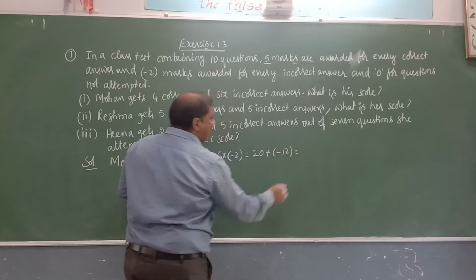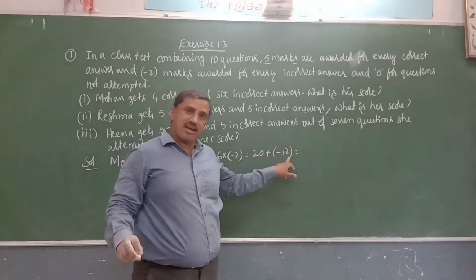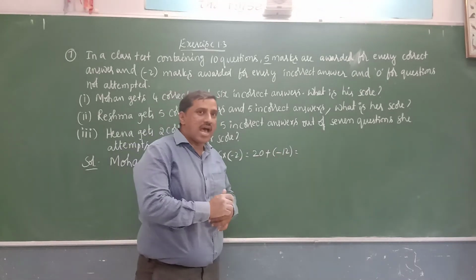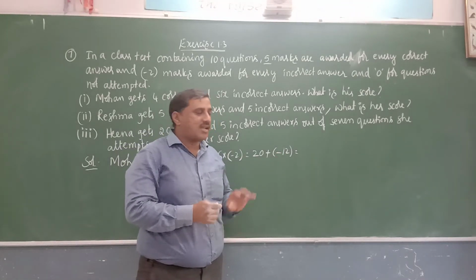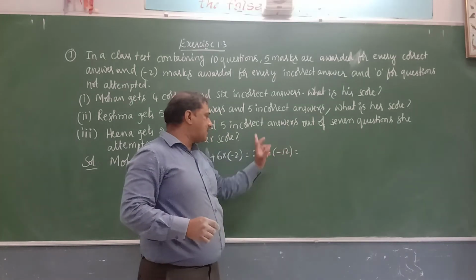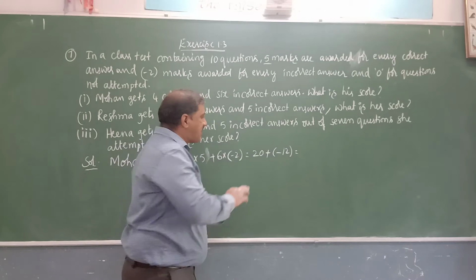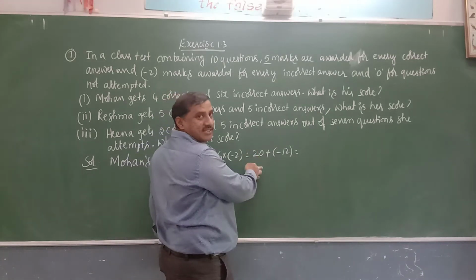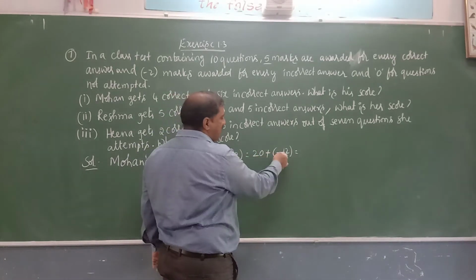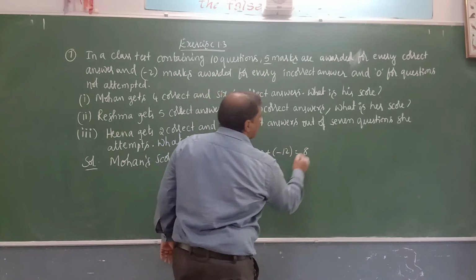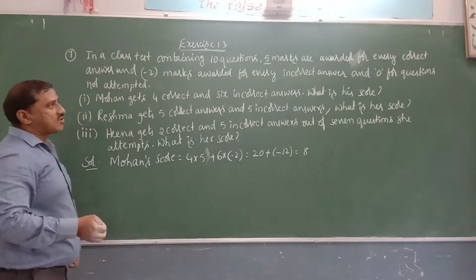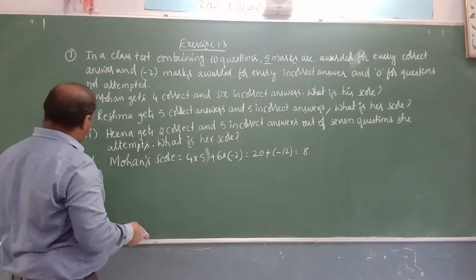Now we are adding one positive integer and one negative integer. So how to add one negative and one positive integer? Subtract the smaller integer from the greater integer and keep the greater integer's sign. So here the greater integer is 20, it has a plus sign. Subtract 12 from 20, we get 8. So how many marks did Mohan score? It is 8 marks. Mohan's score is how much?